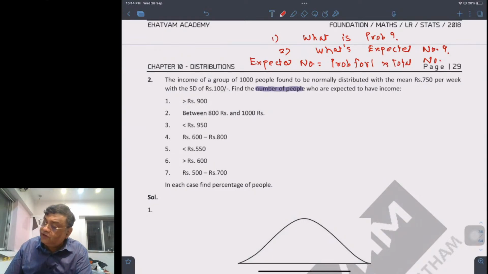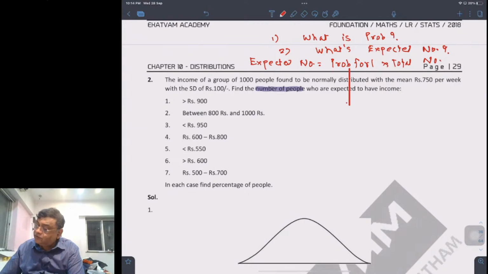But अभी मेरा तुमसे ये सवाल है कि probability for 1 कैसे निकालेंगे. Now there what happens, what is normally distributed? Income. So I would say income X is normally distributed with how much is the average income? 750. What is the standard deviation? That standard deviation is 100.